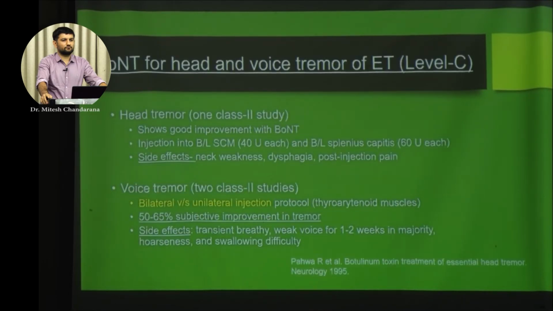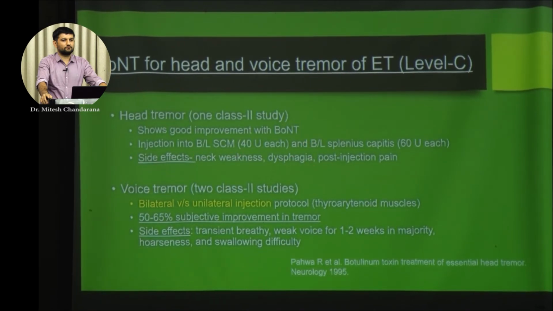Botulinum toxin for head and voice tremors is of level C evidence. Head tremor has shown good improvement with injection. Injection into bilateral sternocleidomastoid and bilateral splenius capitis have helped. The side effects are neck weakness or dysphagia. These two are the main side effects.